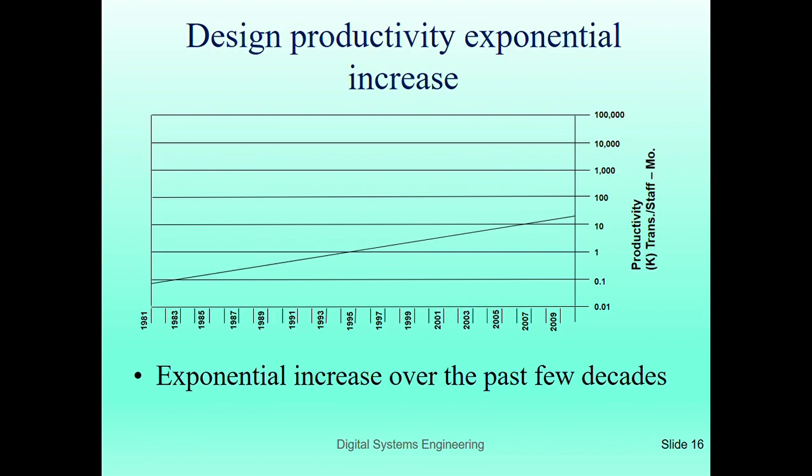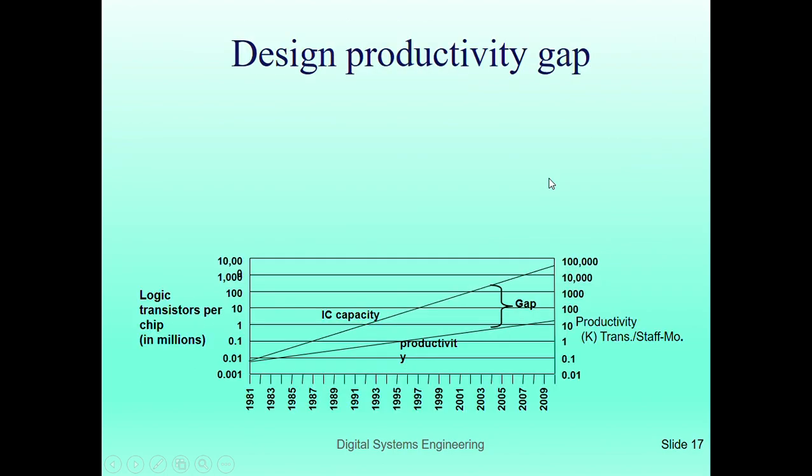Here you can see that the design productivity is increasing exponentially. Here you can see the trend. These are the number of years, and this is the productivity in transistors per staff-month. You can see that there is an exponential increase in the productivity over the past few decades.